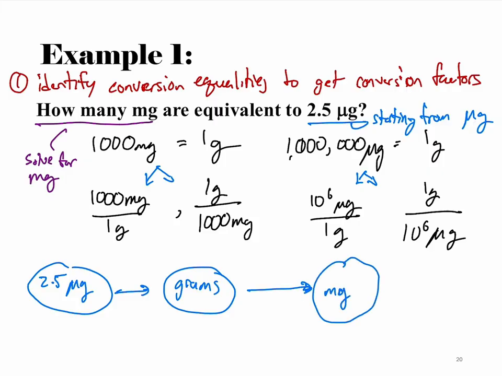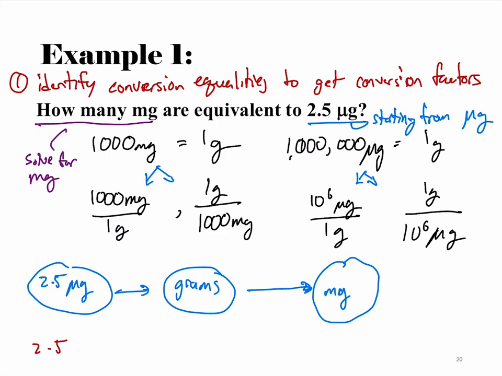I know micro and milli look kind of similar. This is the Greek letter mu, and m is just a lowercase m. So we're going to start from our micrograms, convert to grams, and then from grams we're going to go to milligrams. Let's see how we would do that.